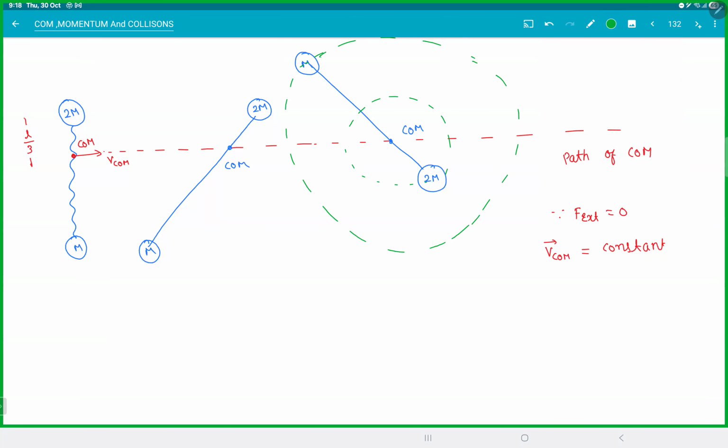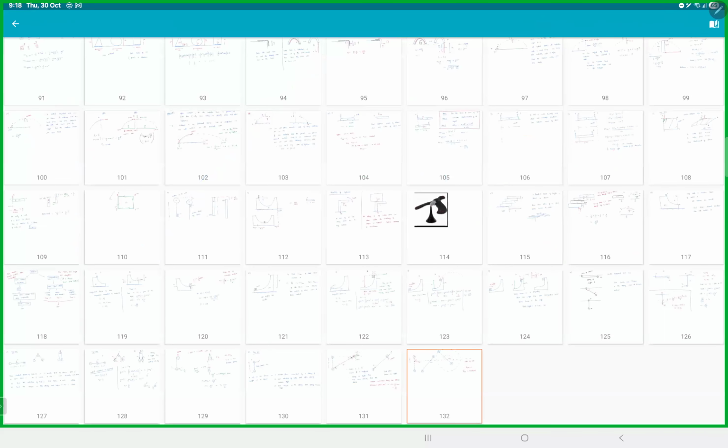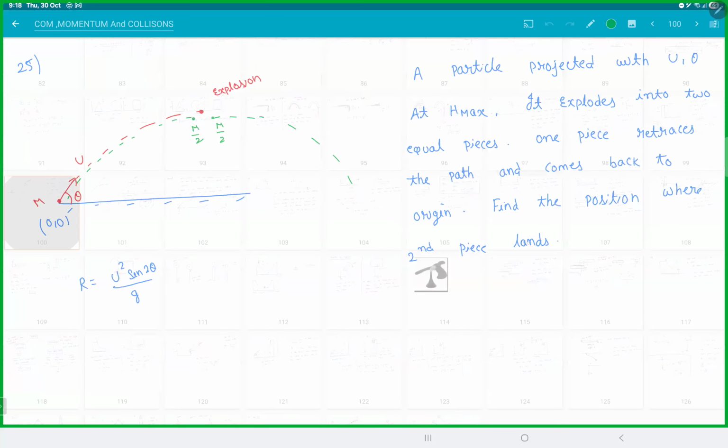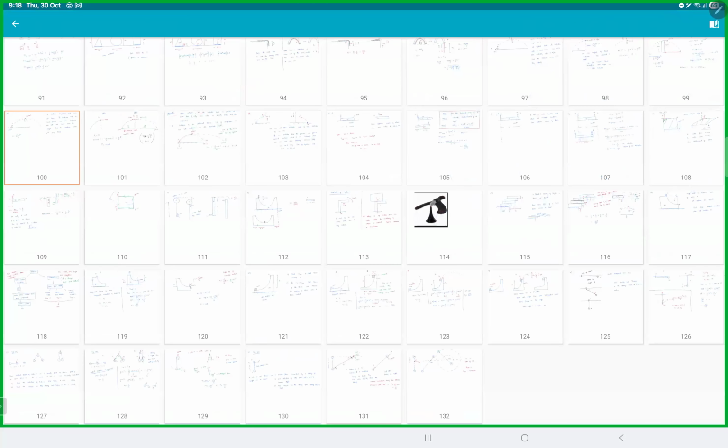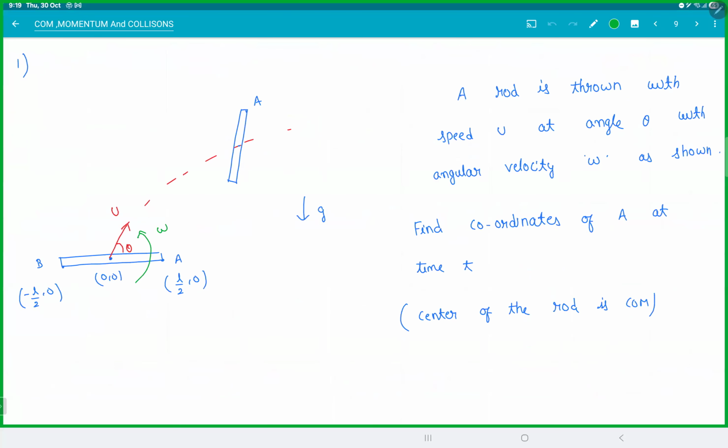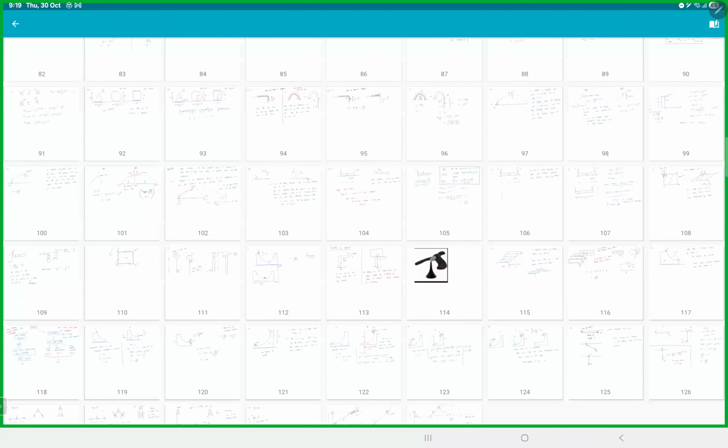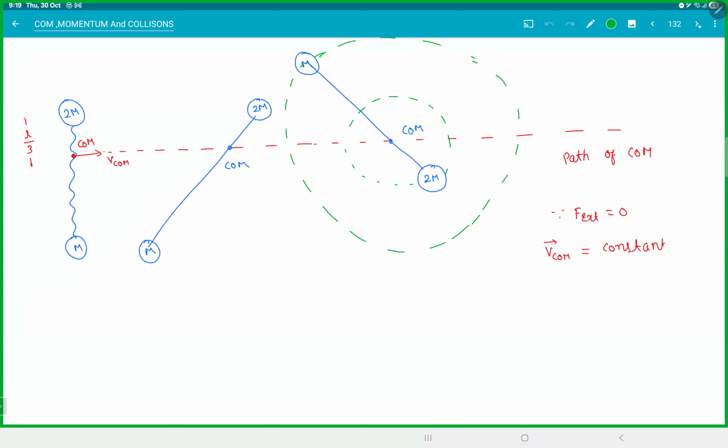The center of mass will continue to go in a straight line. The center of mass doesn't care about these two, and these two are rotating about the center of mass. This thing has become like the first problem we did, if you remember. The rod is thrown into the air, something of that sort. But this time the center of mass is going in a straight line. Clear with this?